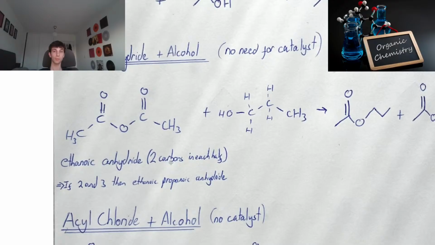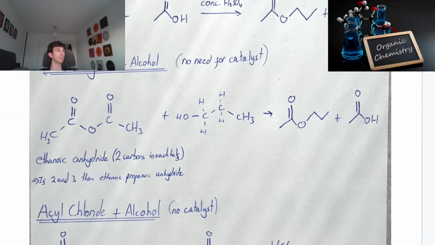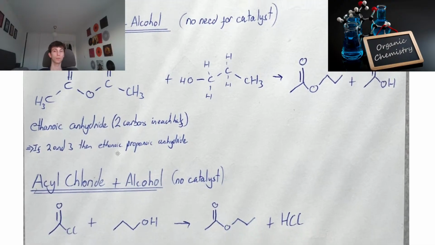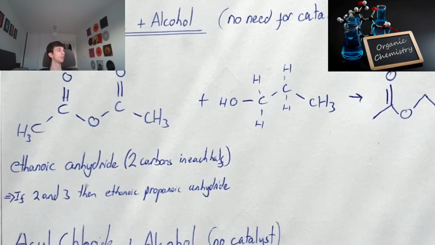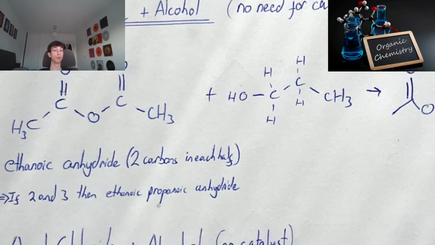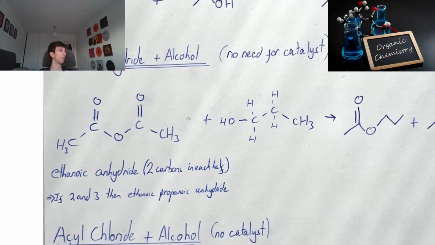Okay, so we did this acid anhydride plus the alcohol. Definitely very important to know. No catalyst needed. I just want to say, guys, if this wasn't two carbons on each side, it could be ethanoic propanoic anhydride. So don't be intimidated if you have three carbons on one side and two on the other. Nothing scary.